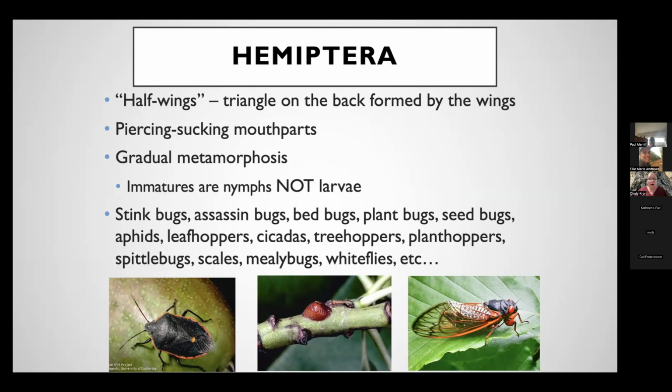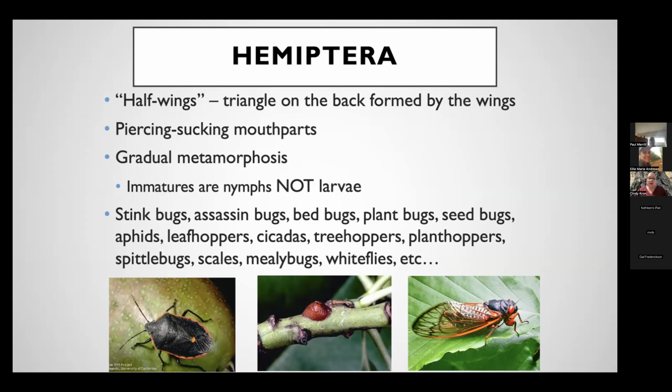When we talk about complete metamorphosis, the immature stage looks nothing like the adult. And we're going to break down more into detail with photos side by side to show you what exactly I mean as we're talking about the differences.